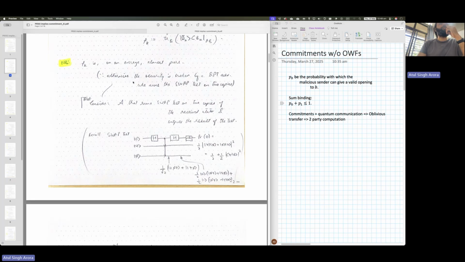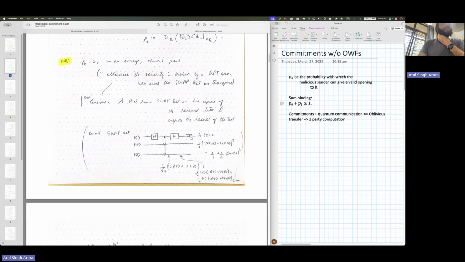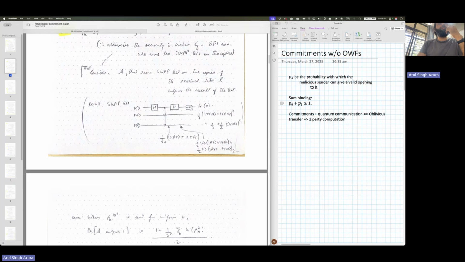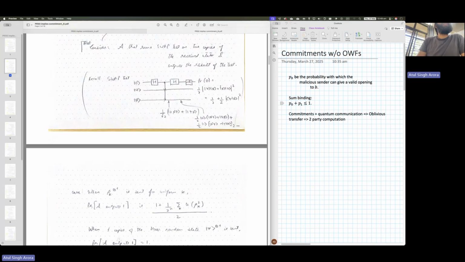And why is that? One can see this as follows. You start with an adversary A that runs the swap test on two copies of the received state and outputs the result of the test. Recall the swap test is the following. You start with 0, you apply the Hadamard, and then these are the two states that you're going to swap and test. Let's call them psi and phi.